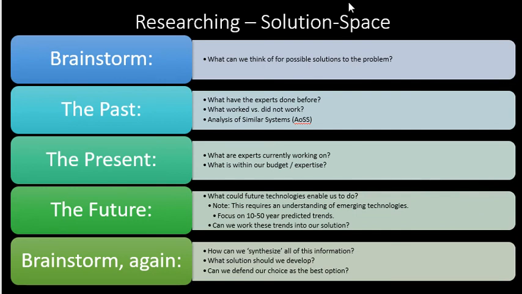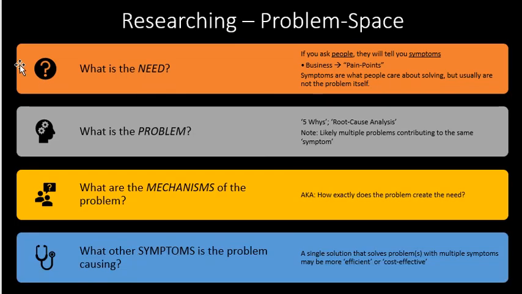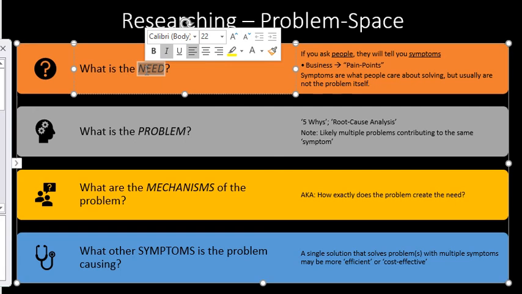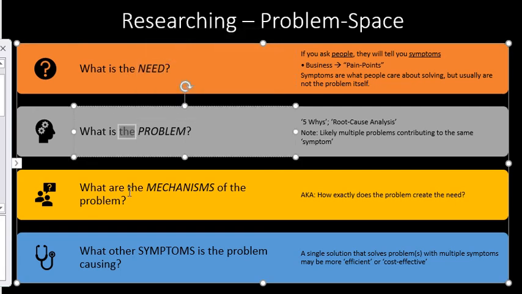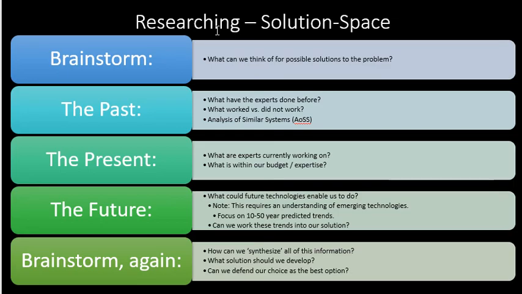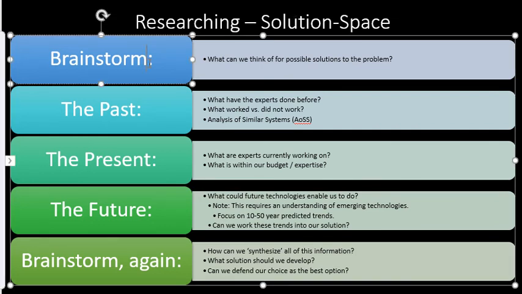Researching the solution space comes next, now that you understand everything about the problem. So not only what is the need that is being asked of you, the underlying problem, the mechanisms, and the symptoms. When you're researching the solution space, it's also important to go through a formal method.